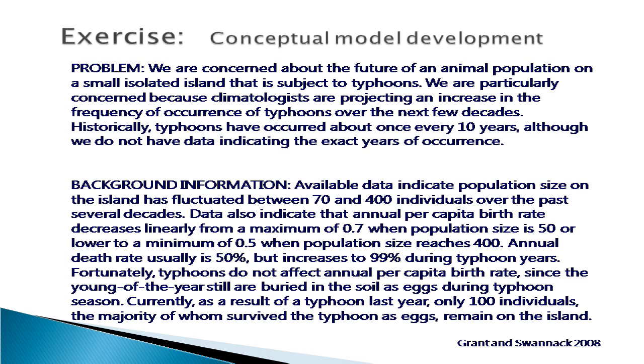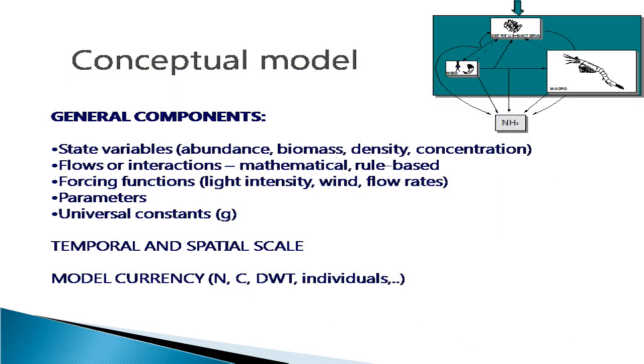So, I would like you to create a conceptual model with the following components. What are the state variables? So, what do you need to measure? Is it abundance, biomass, density, concentration? What are the flows or interactions of the animal population? What is the flow of the animal individuals, or as an aggregate? This can be mathematical or this can just be a rule-based thing.